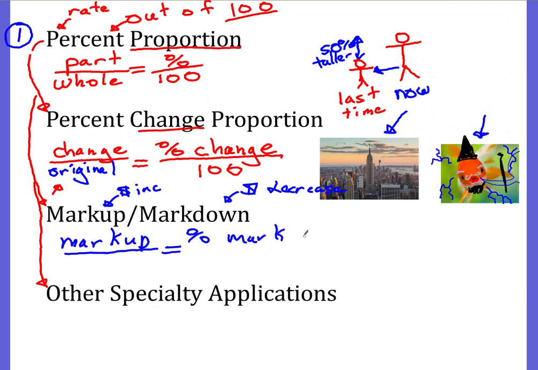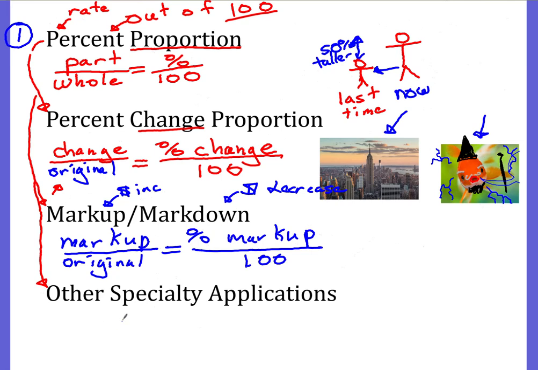But it's really no different than using a percent change formula. That'll be over 100. And again, we're talking about the original or the previous price. And you could make this exact same proportion and just do markdown. So if it's sale, this becomes markdown. This becomes percent markdown. And of course, we have those specialty applications.